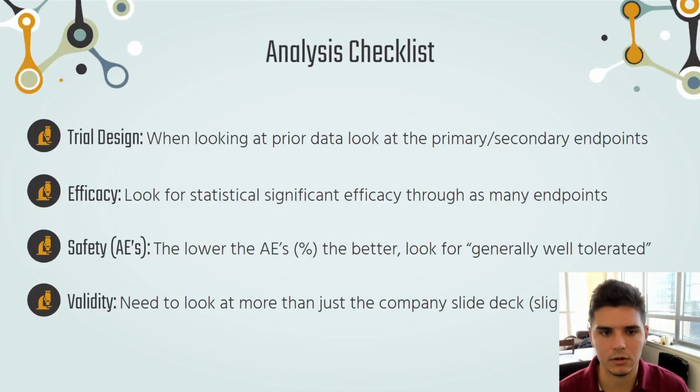And so what do we look for? We'll call this the analysis checklist. Here we look at trial design. So when looking at prior data, we look at the primary and secondary endpoints in the trial design and how they compare to the primary and secondary endpoints in the upcoming trial.